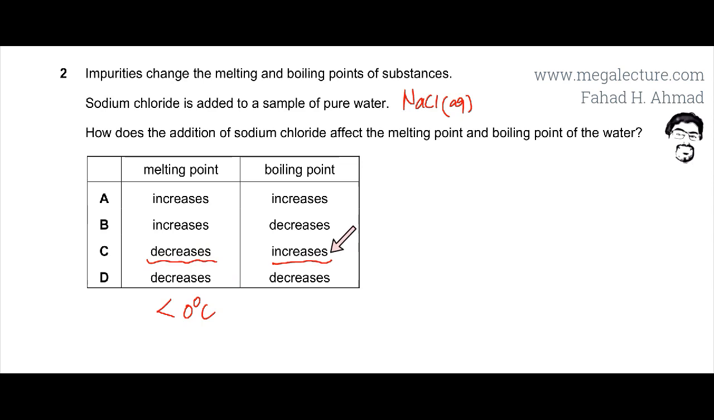And similarly, the boiling point is going to increase. It's going to become greater than 100 degrees centigrade. Pure water boils at 100 degrees centigrade. Now the boiling point is going to be greater than 100. So the correct option is going to be option C.